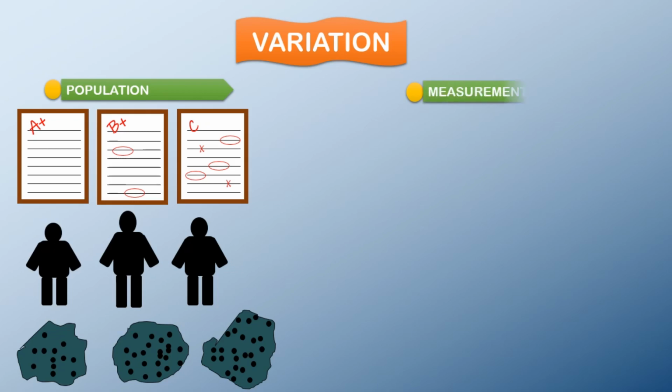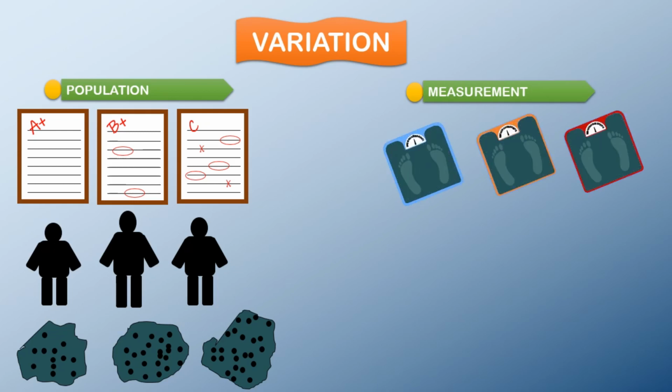Another kind of variation is measurement based. Many a time you might have noticed that different weighing machines show different weights. It has happened to me a few times. Once a machine showed me 5 kg less weight and I was so happy. Anyways, this is called instrument or machine based variation.